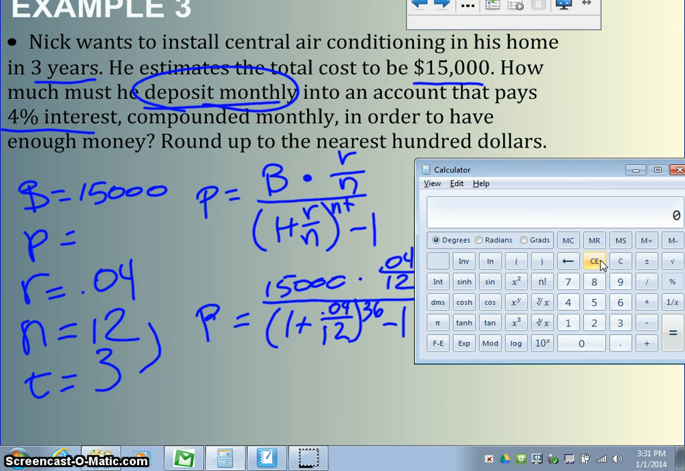And I think I'm just doing this in the wrong order. So what I'm going to do is go ahead and calculate the bottom first. So we get 1 plus 0.04 divided by 12, all to the 36th power minus 1, and I get that value. I'm going to put this into my memory, and I'm going to pull up what was on the top, which was 50 divided by my memory recall, and I get $392.86.